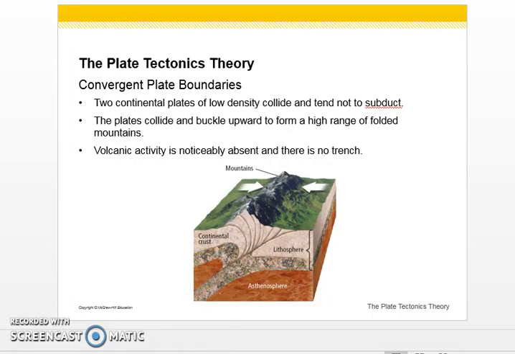It's important to note that convergent plate boundaries, as well as many other boundaries, don't happen just on the ocean or just on the continent. They can happen in many different places. And even though it may be the same motion, it's going to have a different name.